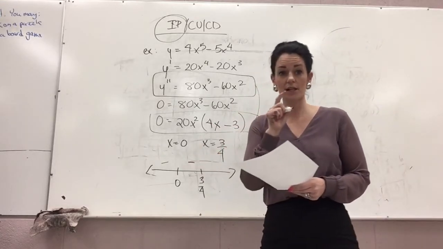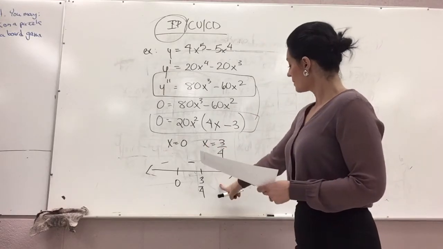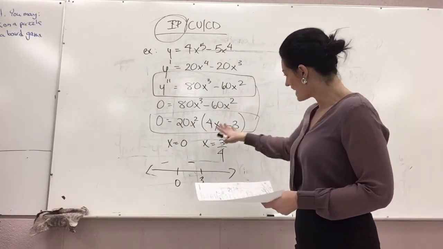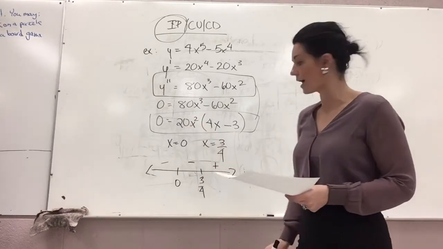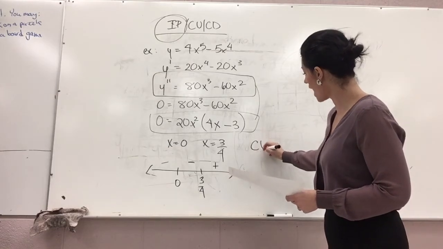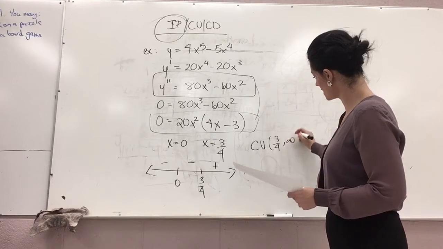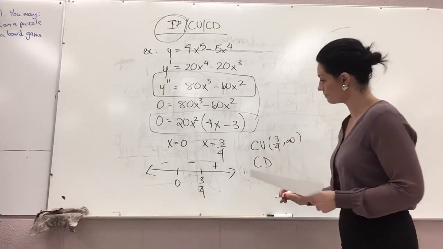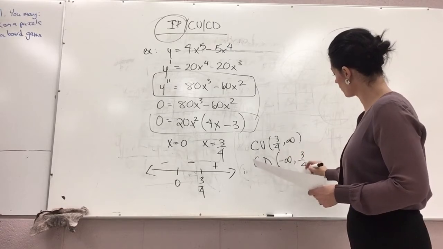So it's really important that you don't just assume it's going to follow the pattern minus, plus, minus. Then I plug in a number greater than 3/4, so I plug 10 in there. A positive times a positive is going to be a positive. So what I have is an interval of concave up from 3/4 to infinity, and concave down from -infinity all the way to 3/4.